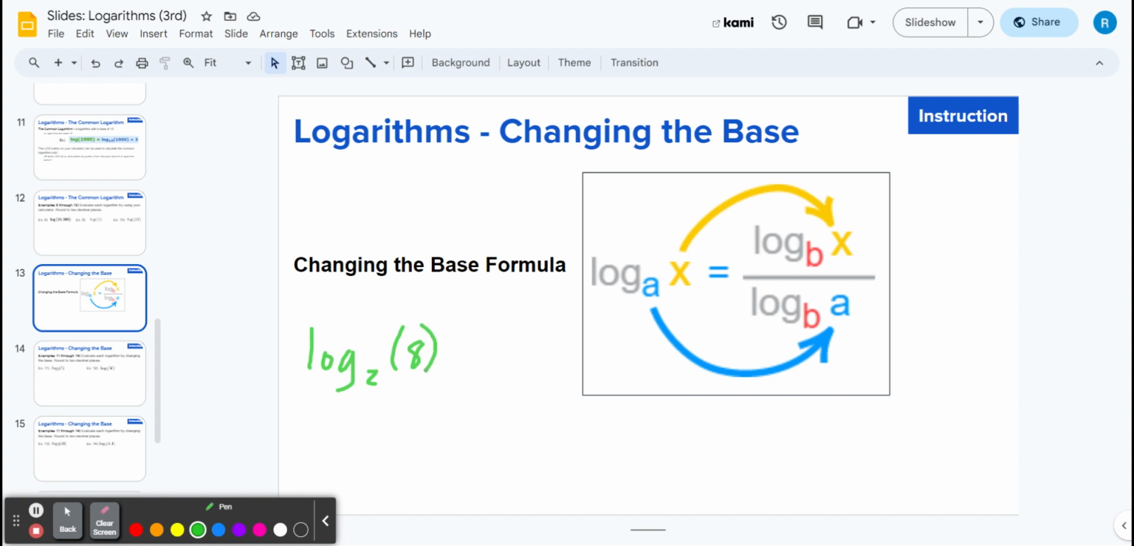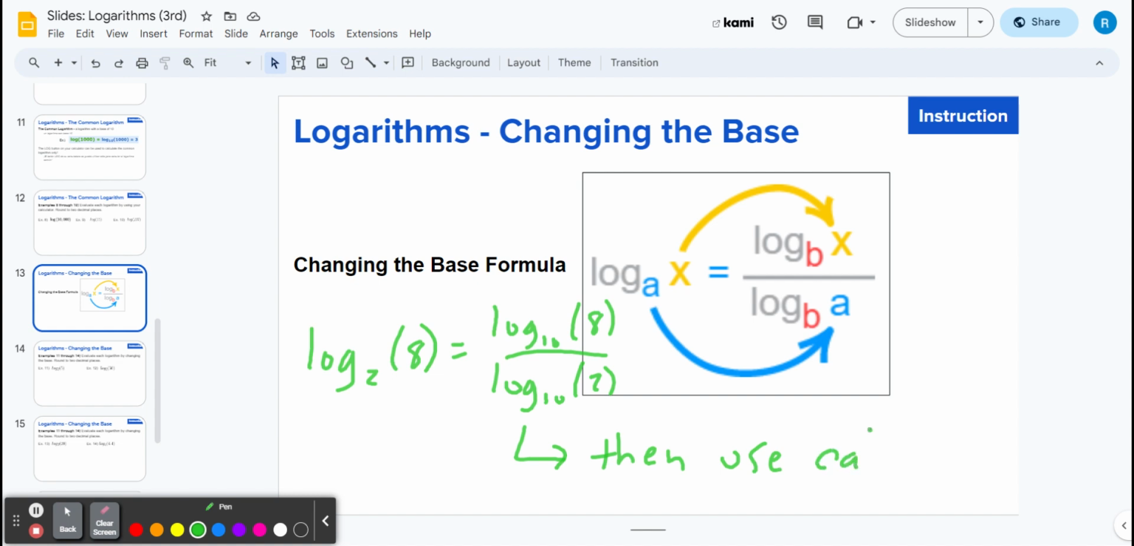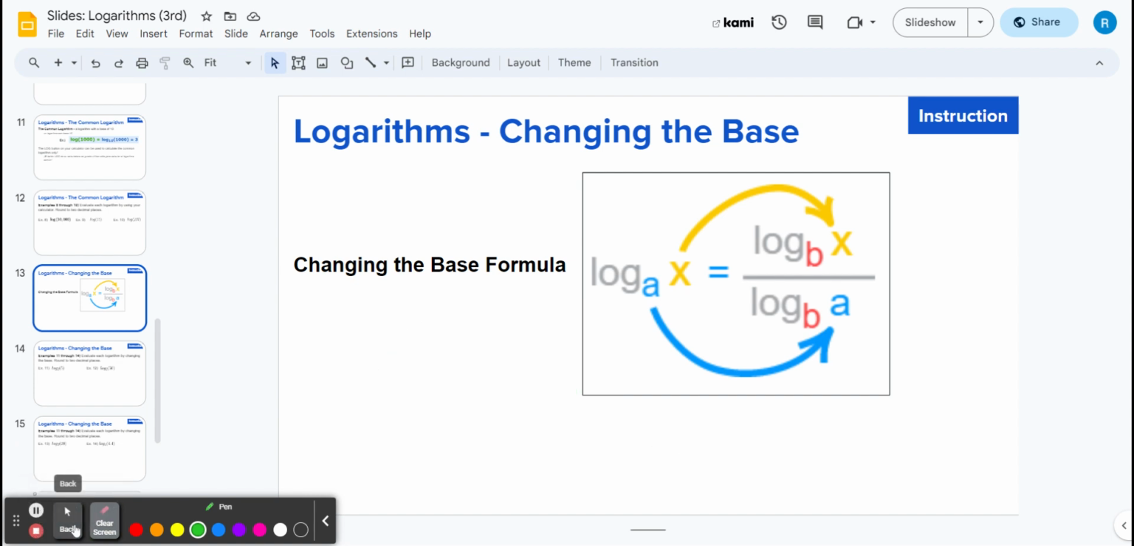What's powerful about that is, let's say we had the log base 2 of 8. Instead of thinking through that mentally, we can rewrite it as the log base 10 of 8 divided by the log base 10 of 2, and then we can use our calculator to evaluate it as opposed to evaluating with mental math. So this will be really helpful for logarithms that are not as simple to evaluate and have different bases other than base 10.